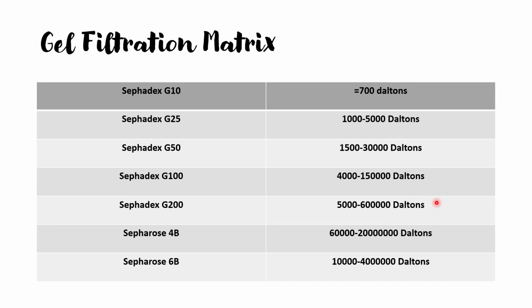So what do we use as the gel filtration matrix? These are the mainly used matrices for gel filtration chromatography, but Sepharose is the one that we basically use. These are different names of the same compound: Sephadex G10, G25, G50, G100, G200, and Sepharose 4B, 6B. The difference is that they can separate molecules based on their sizes. For a molecule up to 700 Dalton, we can use Sephadex G10. If it is between 1000 and 5000, we can use G25, and so on.